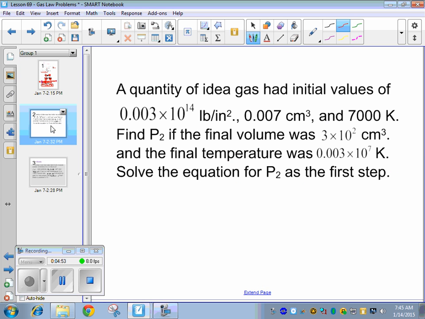Okay, a quantity of ideal gas has initial values of blank, blank, blank. Find P2 if the final volume was this and the final temperature was this. Solve the equation for P2 as the first step. All right, so let's solve for P2 as the first step.